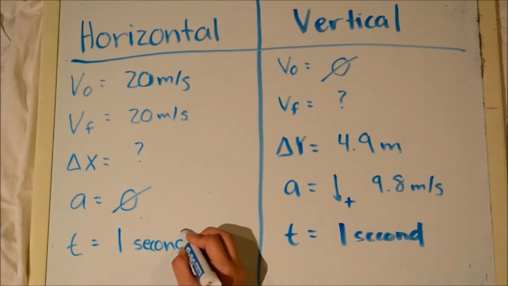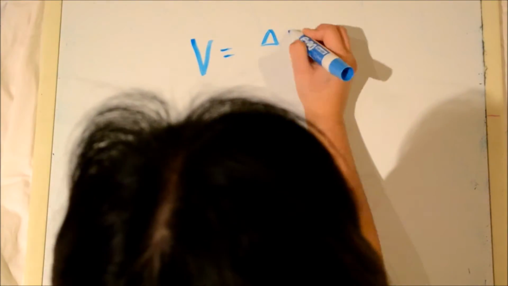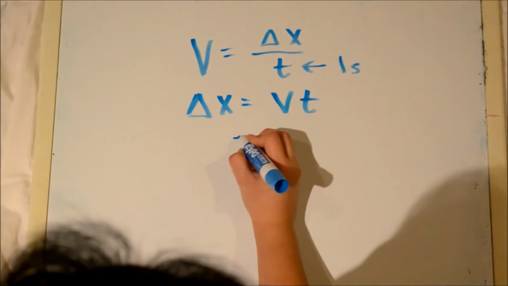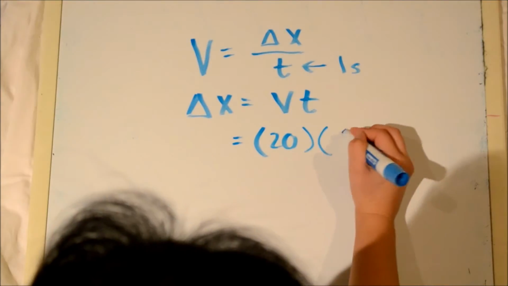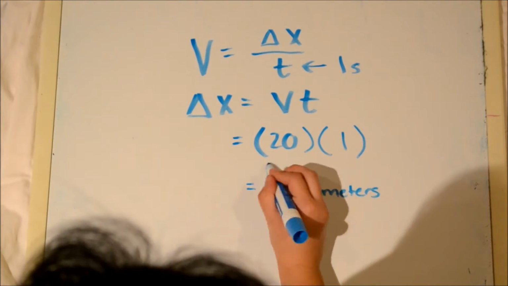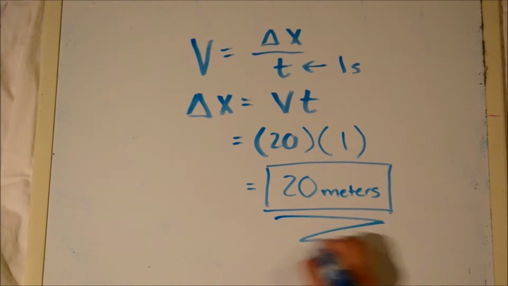And in this case, we can use a simpler equation. So velocity is equal to the change in x over time. And we want x by itself, so we can change the equation to the change of x is equal to velocity times time. And when we plug in our variables and solve in our calculators, we get 20 meters. And that is the horizontal distance the ball will travel before striking the fairway.